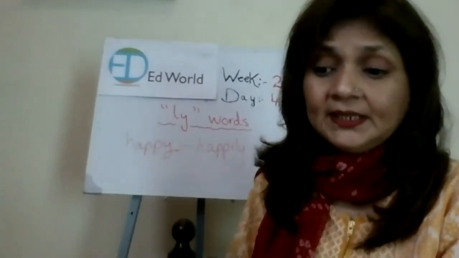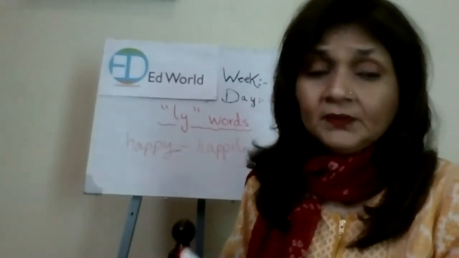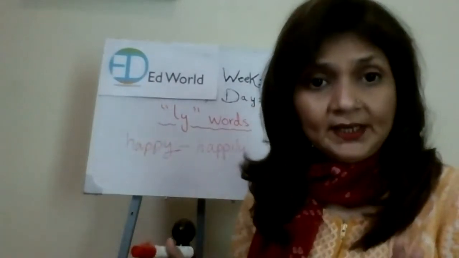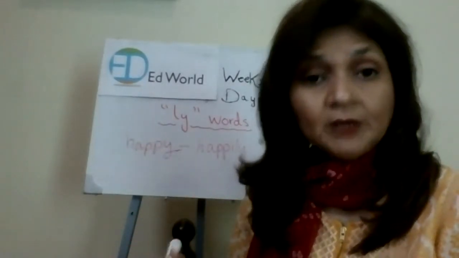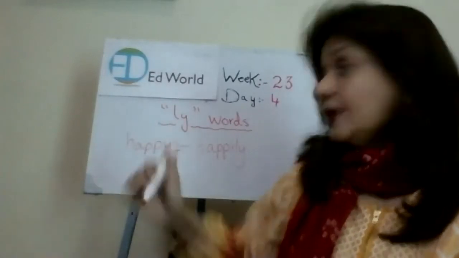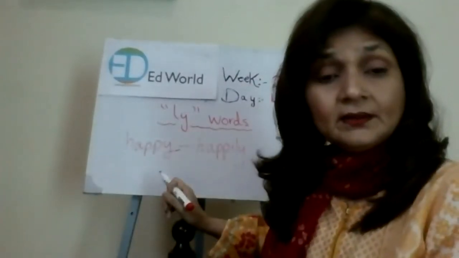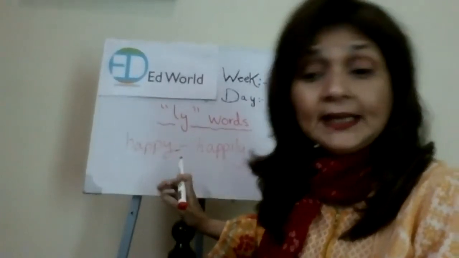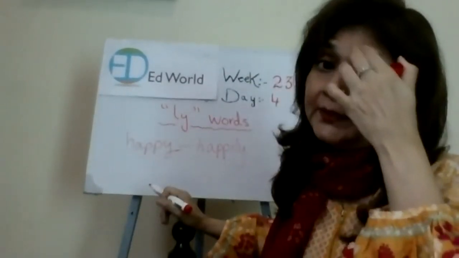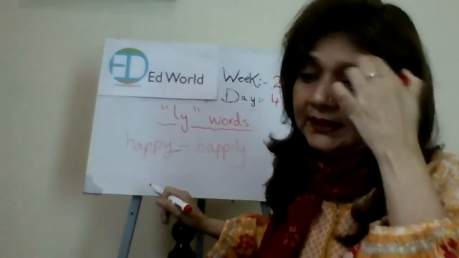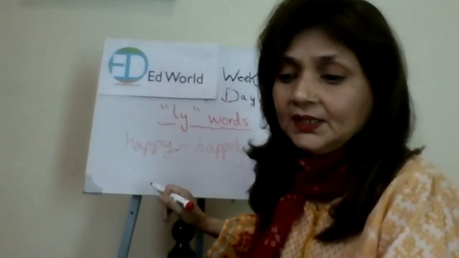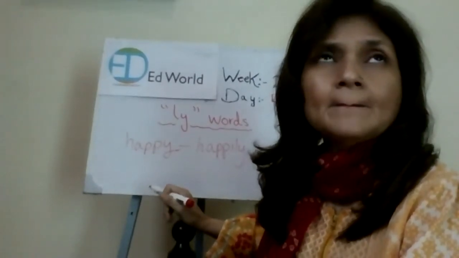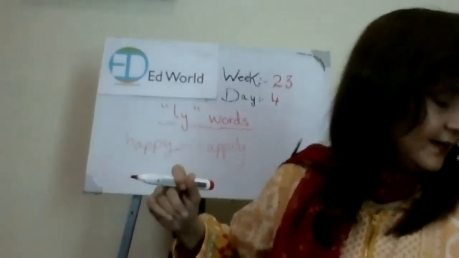Now what happens is that whenever there is a y at the end of a word, we add i instead of y, and then we write ly, like happily. In the same way, it becomes happy, happily, and then what else is there?